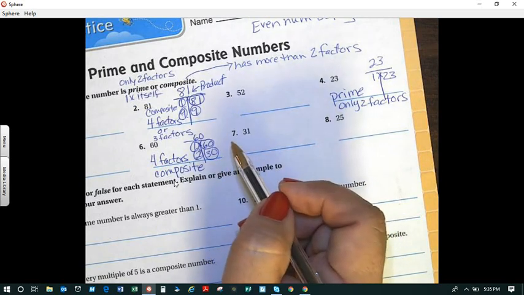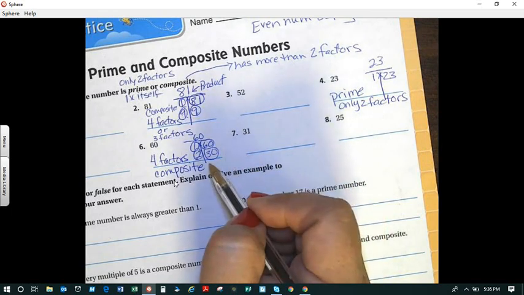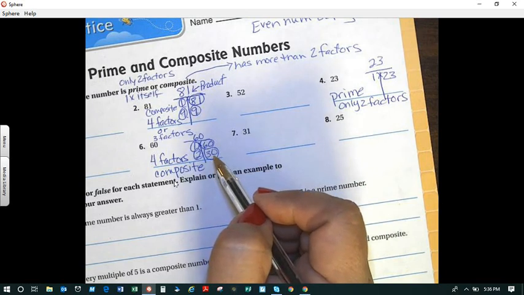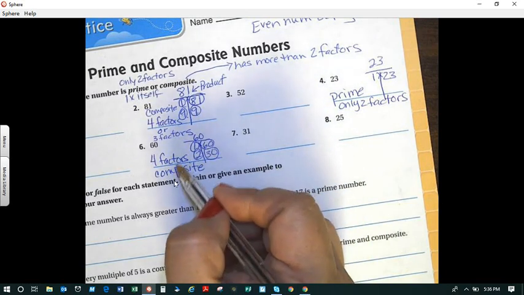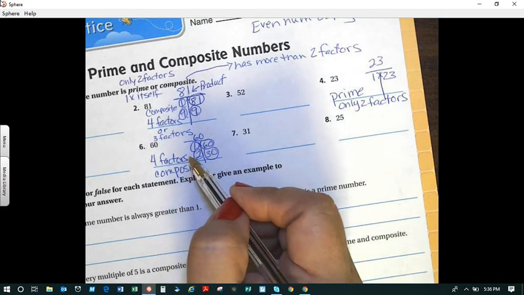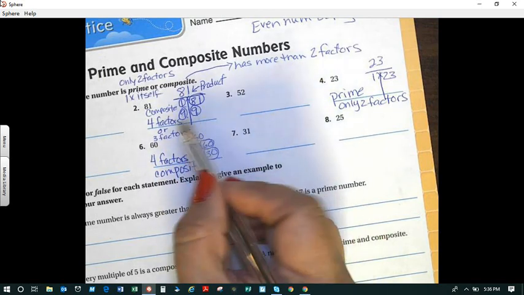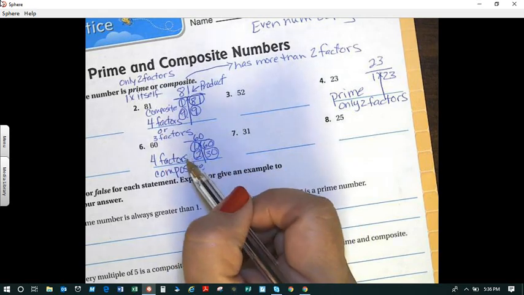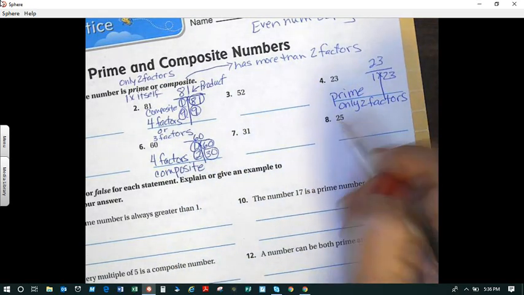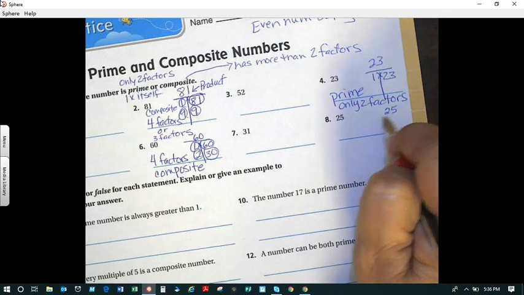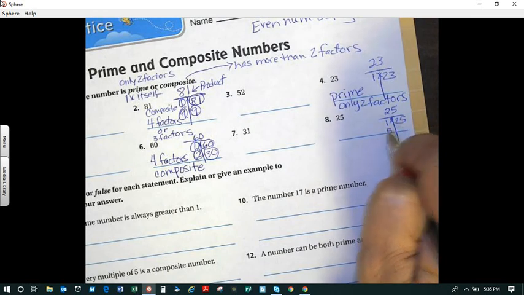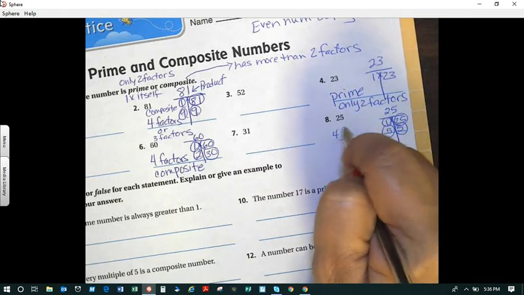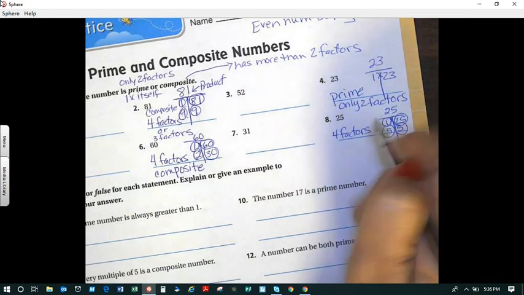You have 10 times 6 or 6 times 10. So there's still more that you can do. But again, because you already have 4 factors and it's greater than the 2 factors for a prime, it makes it a composite. And number 8, can you already think about, is this prime or composite? I have my 1 times 25, my 5 times 5. How many factors are there? There are 4 factors. So this makes it a composite.